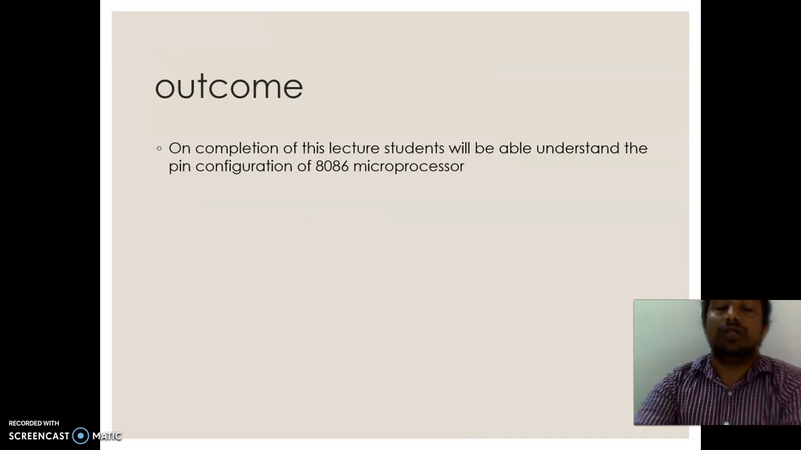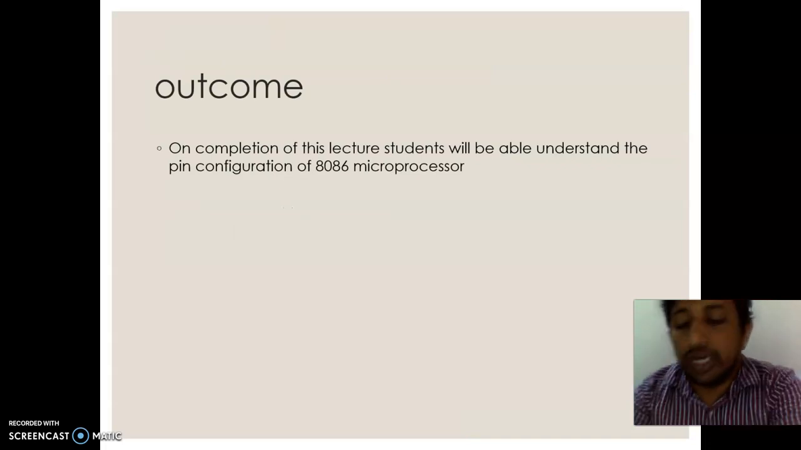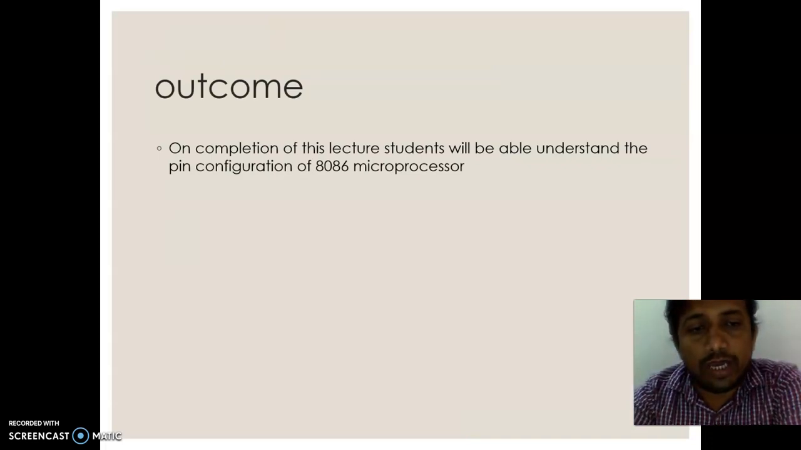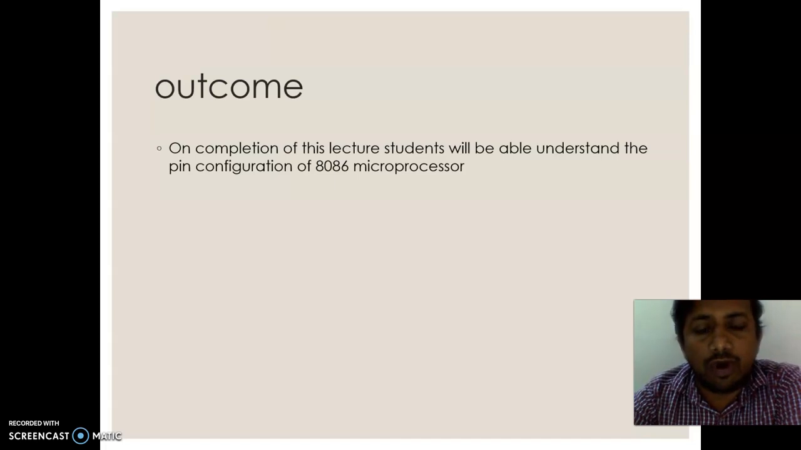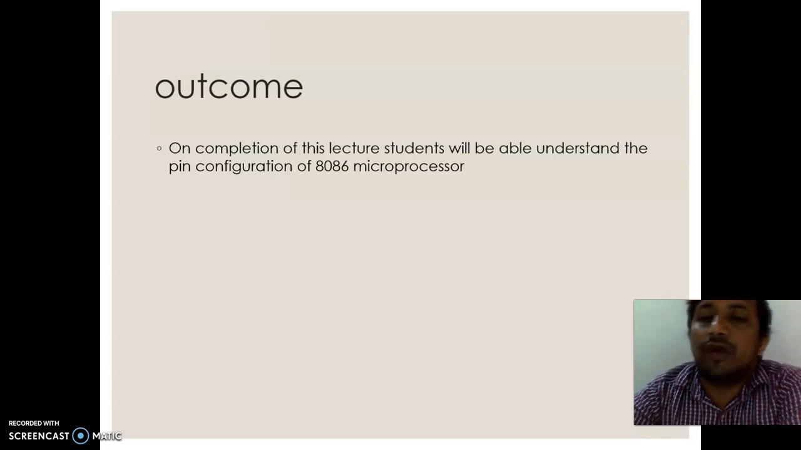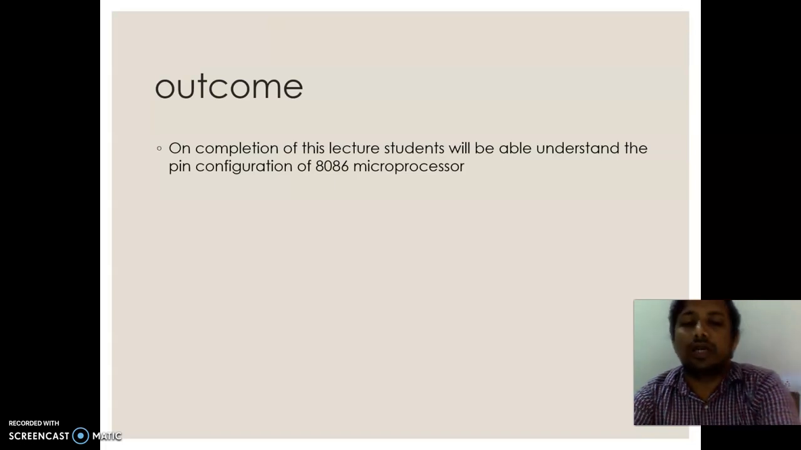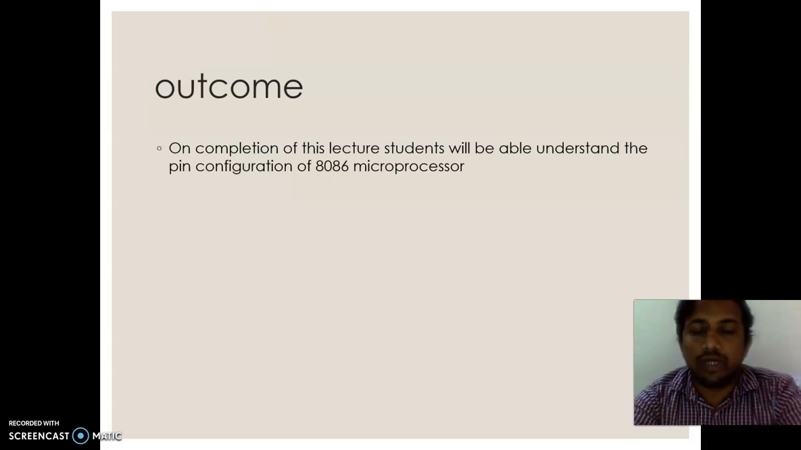So overall, this is the pin configuration of the 8085 microprocessor. By the end of this lecture, if you want, you can rewatch this video and refer to the textbook. It will help you understand the total pin configuration, which is used for your real-time applications or connecting a microprocessor to any peripheral or other device.